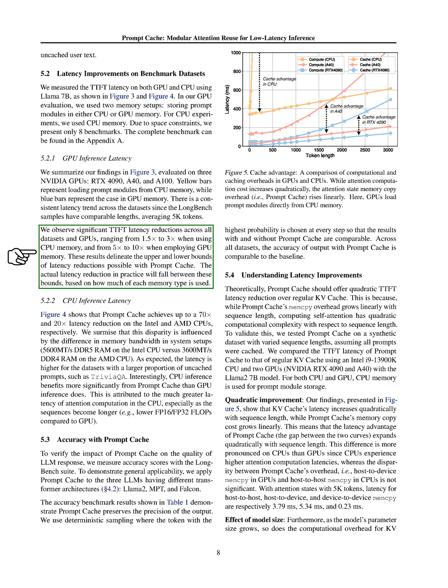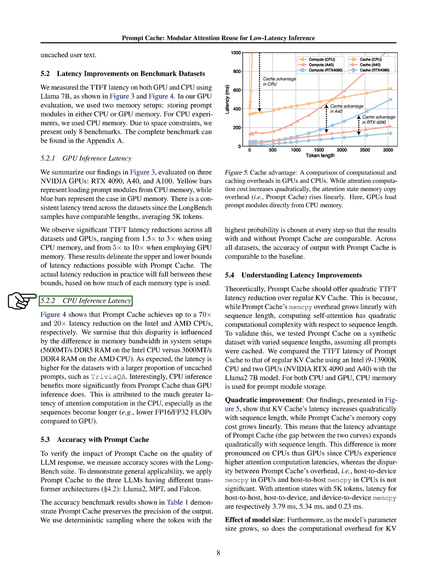We found significant reductions in the time it takes for the first token to be generated, TTFT, across all datasets and GPUs. These reductions ranged from 1.5 to 3 times when using CPU memory, and from 5 to 10 times when using GPU memory. These results show the maximum and minimum possible latency reductions with prompt cache. The actual reduction in practice will fall somewhere between these 2 extremes, depending on how much of each type of memory is used.